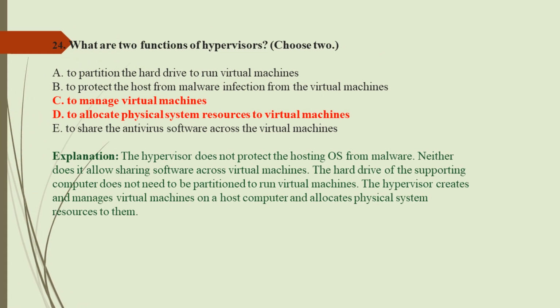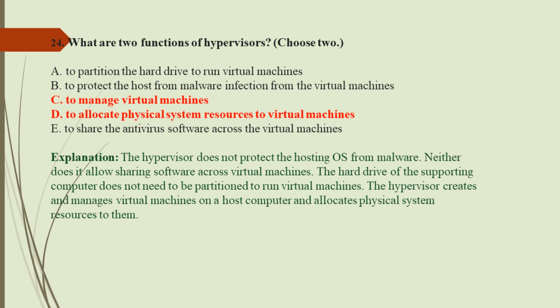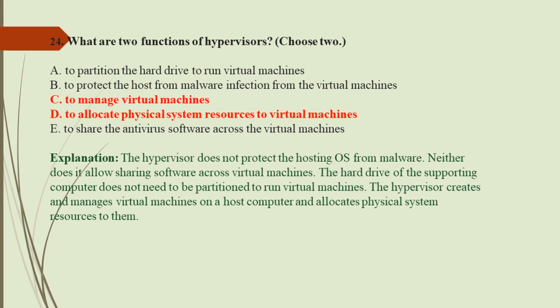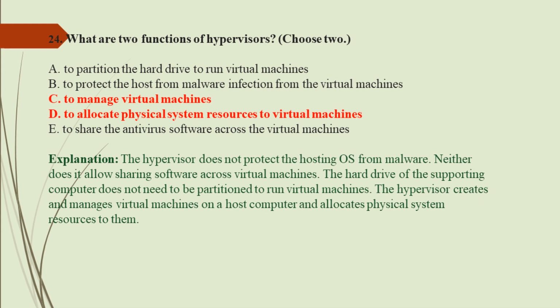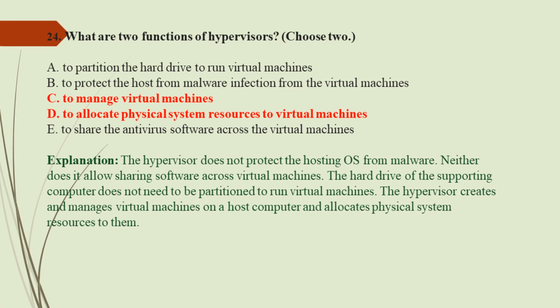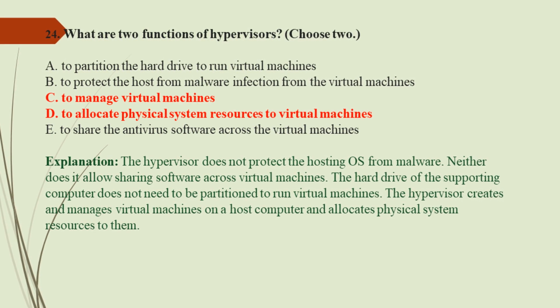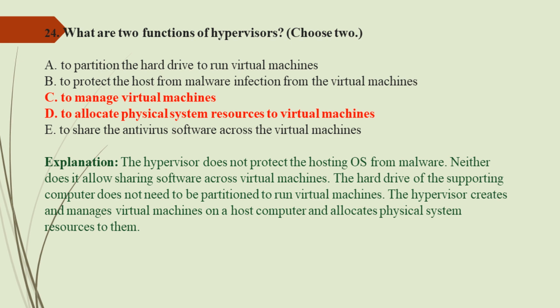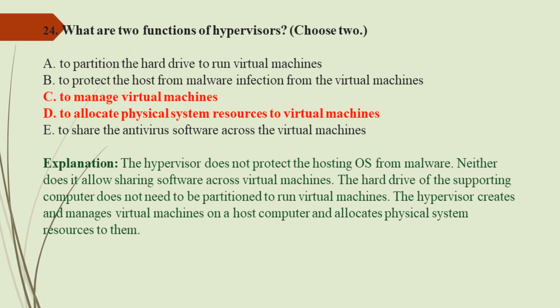25. What are two functions of hypervisors? Choose 2. A. To partition the hard drive to run virtual machines. B. To protect the host from malware infection from the virtual machines. C. To manage virtual machines. D. To allocate physical system resources to virtual machines. E. To share the antivirus software across the virtual machines.